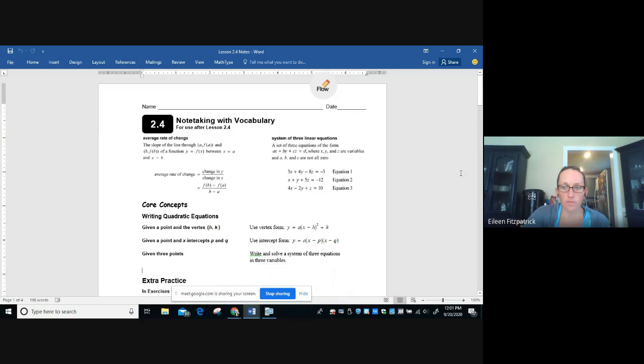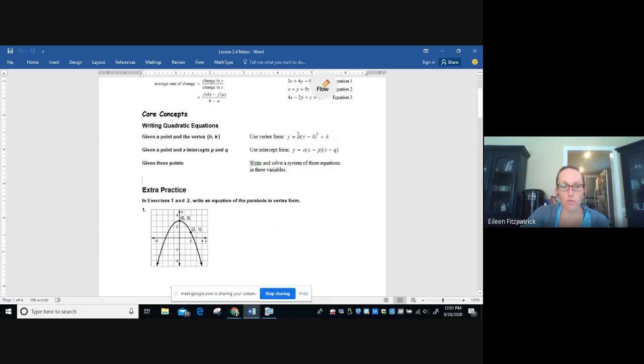And here's an example. All right, so writing quadratic equations. We've worked in both of these forms before, vertex form, right? We worked a lot in that form so far this chapter. And then also intercept form, we studied that earlier in the chapter.